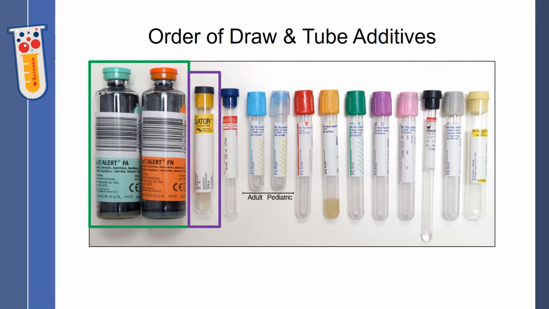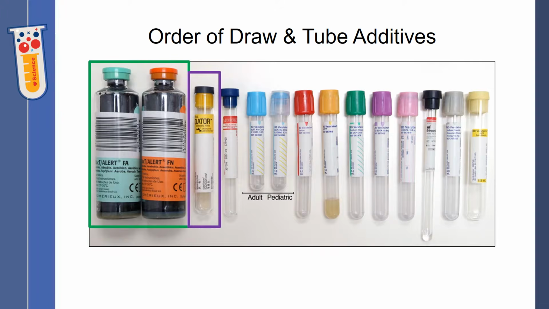This weird little yellow tube here is actually called an isolator tube, and it is used for mycology testing, so AFB and fungus workup on blood. They are generally stored at room temperature, and they can be used to test for fungus or acid-fast bacillus organisms in blood.